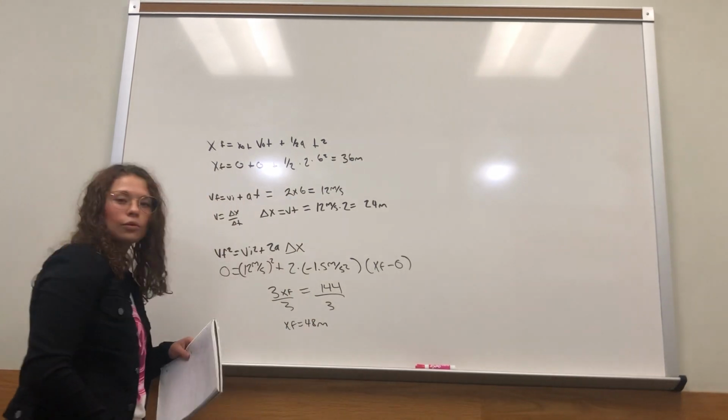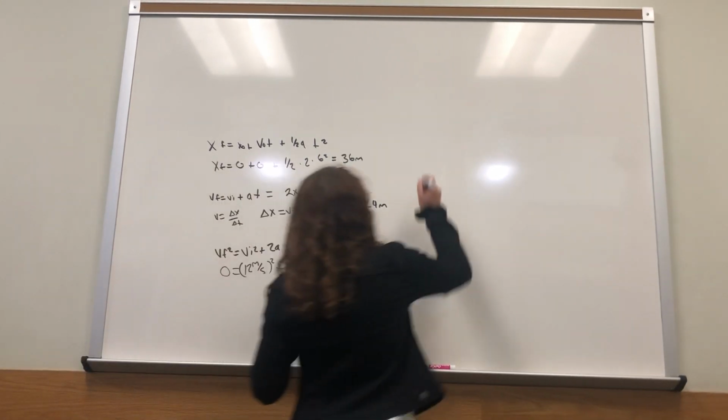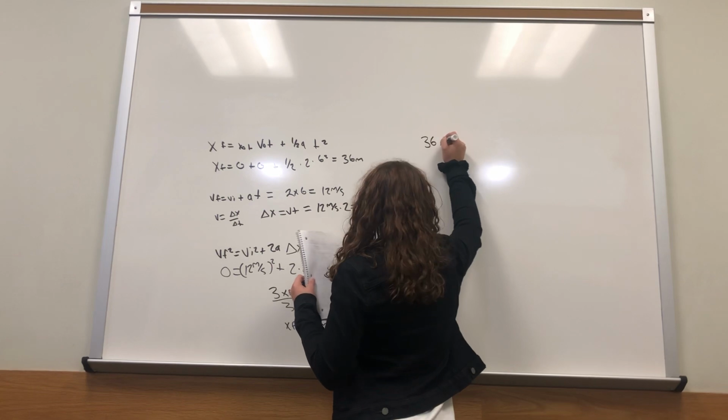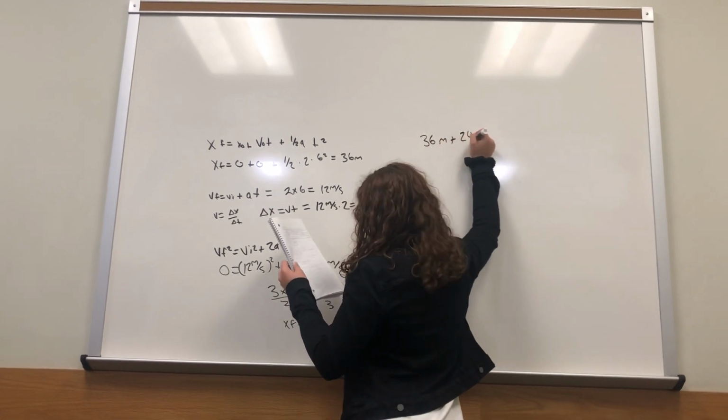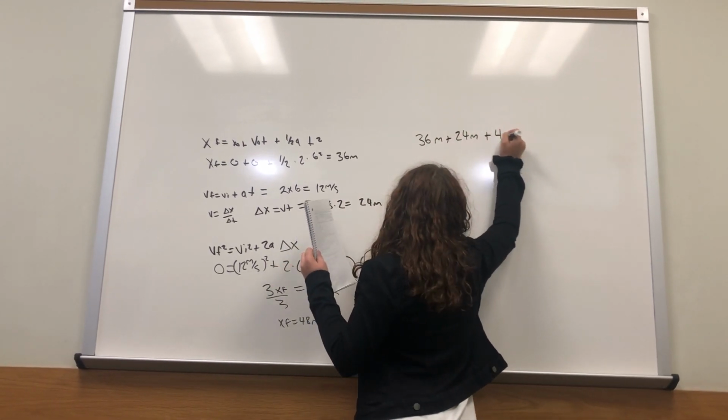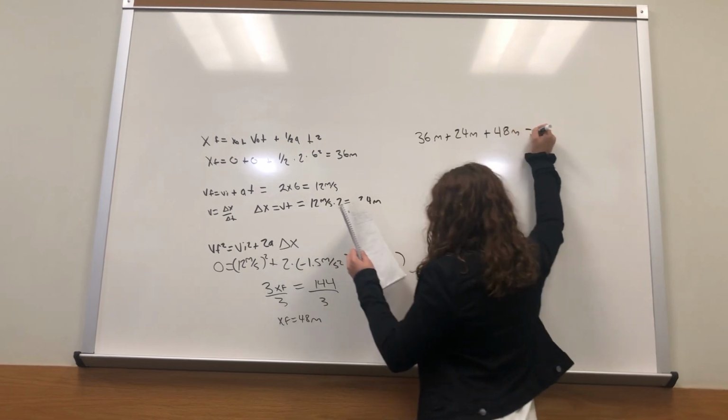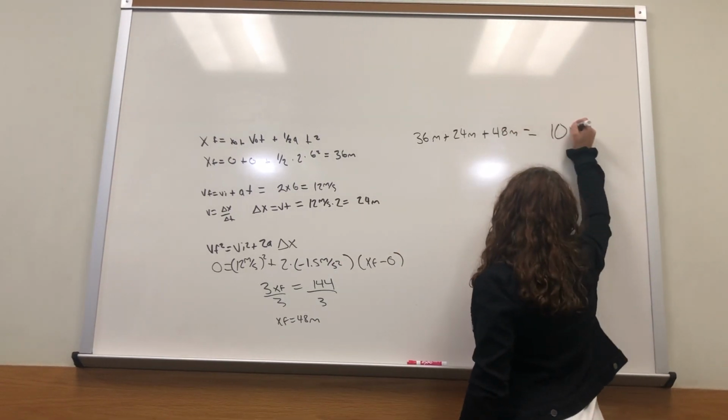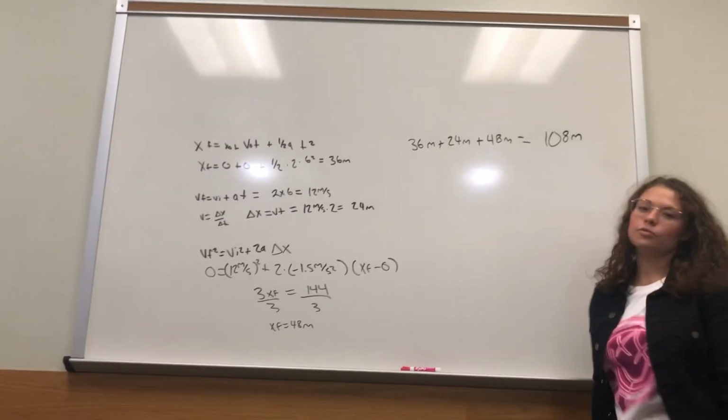So now to find the total distance, we need to add those 3 up. So we get 36 meters plus 24 meters plus 48 meters, and that gives us a total distance of 108 meters between the 2 stop signs.